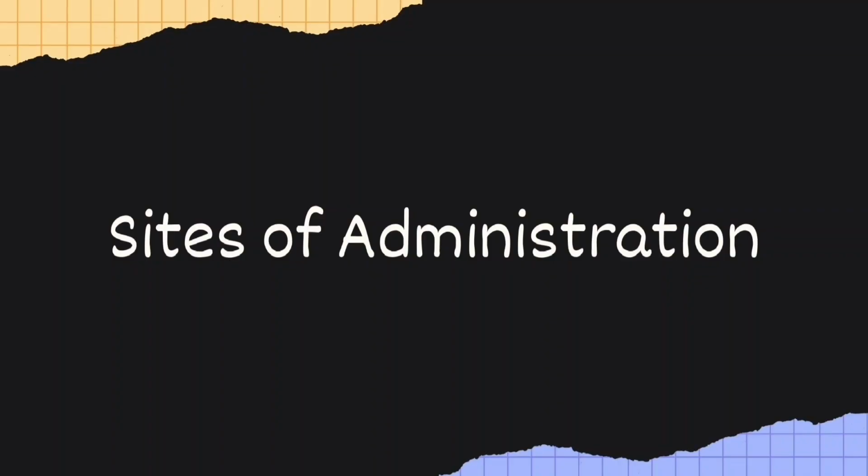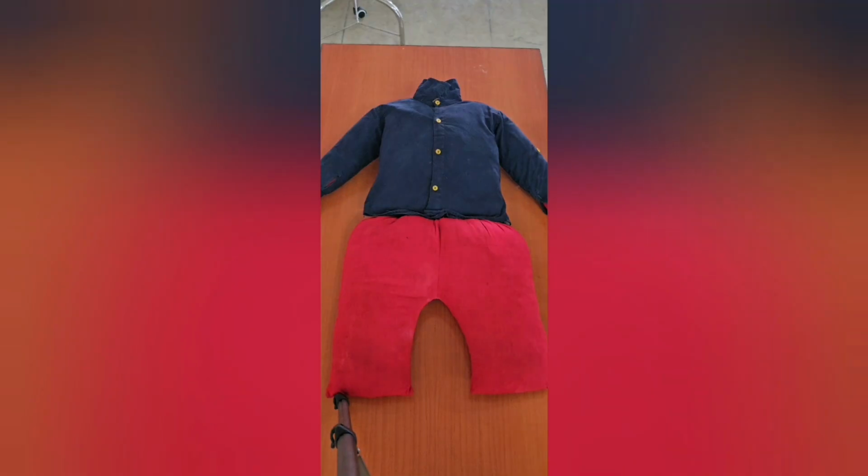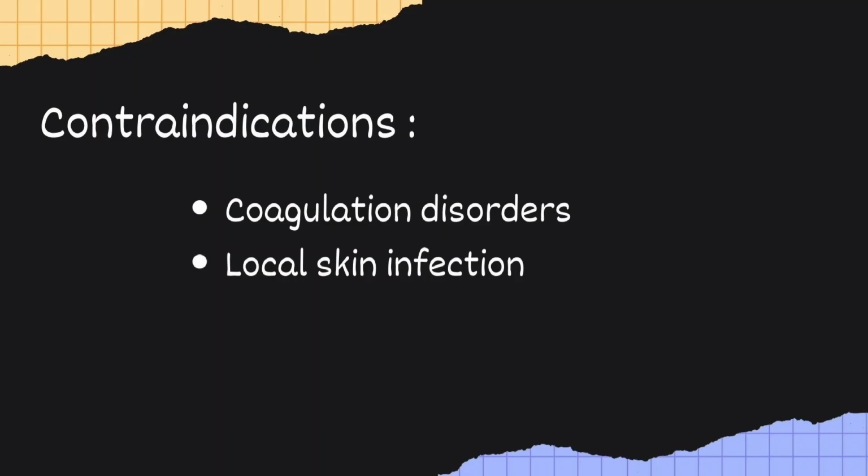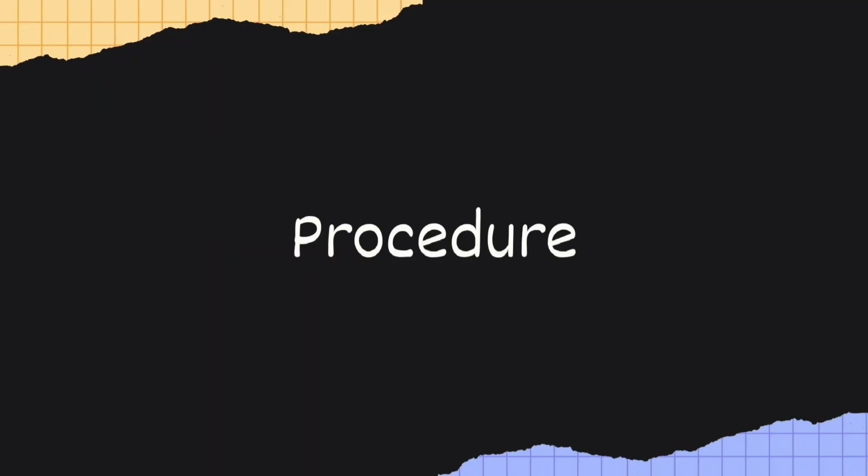Sites of administration are: on the anterior aspect we will be using the upper part of the arm, the deltoid region, and on the posterior aspect we will be using the lateral outer upper quadrant of the gluteus maximus. These are some of the indications and the contraindications. Next up is the procedure.